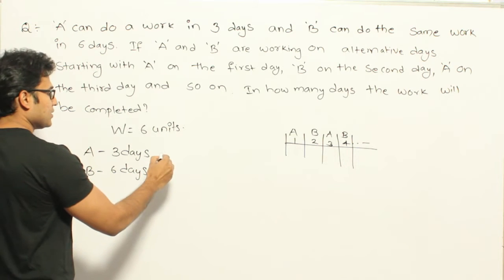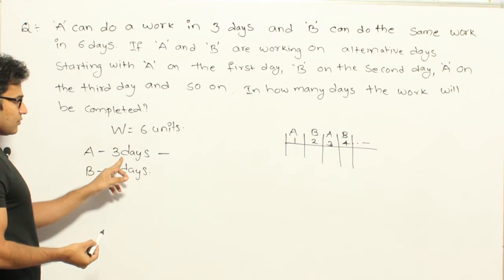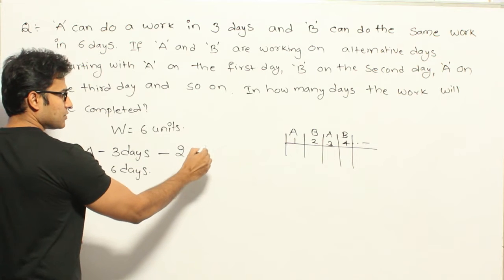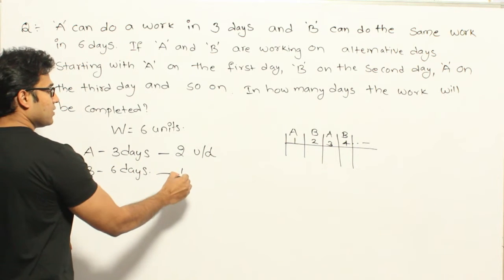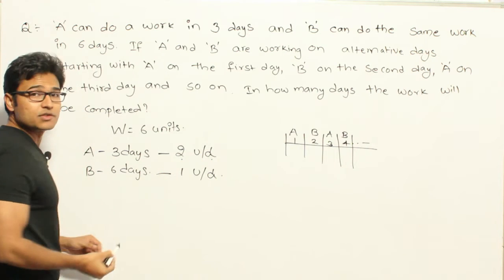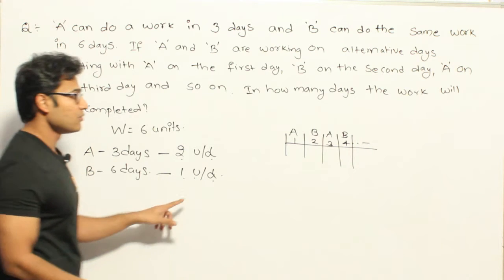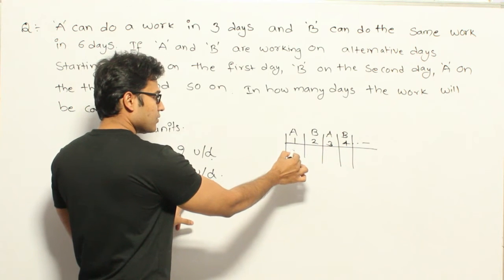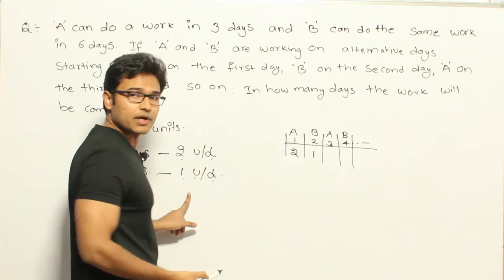Now if that is the case, then what is the A's rate? A's rate is 6 by 3, which is 2 units per day. What is the rate of B? 6 by 6, which means 1 unit per day. What does it mean? In one day A can finish 2 units of work and in one day B can finish 1 unit of work. Therefore, in one day A can finish 2 units and in one day B can finish 1 unit, right?